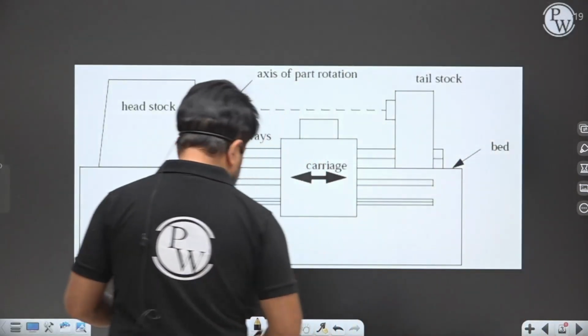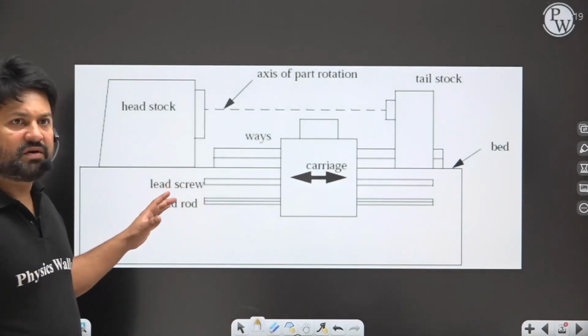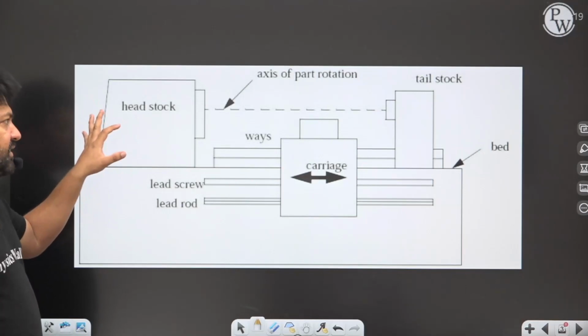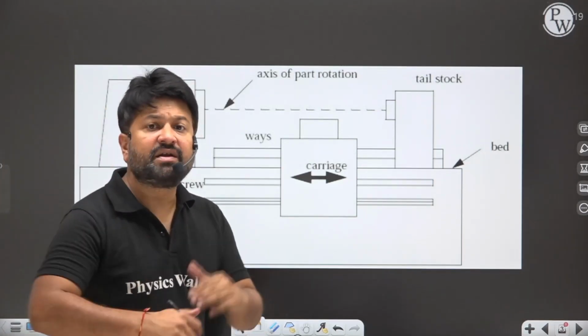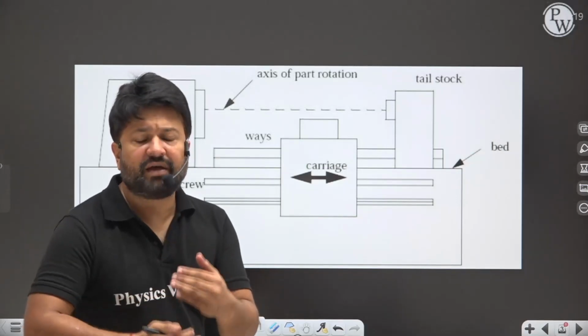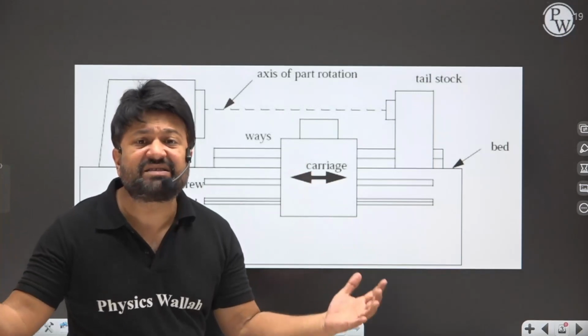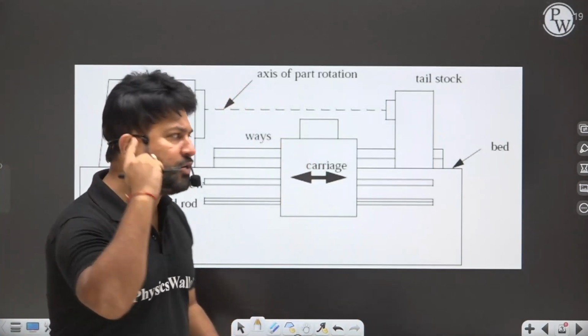In lathe, first of all, I'm going to discuss the lathe. You can see the picture of the lathe here. A lathe is a large machine that rotates the work, and the cutting is done with a non-rotating cutting tool.